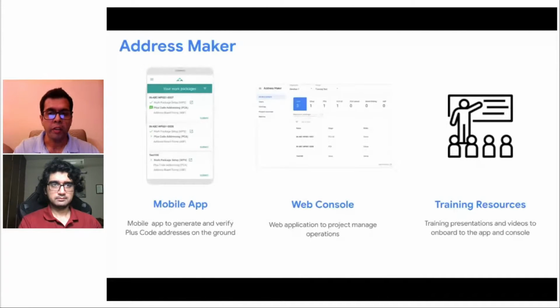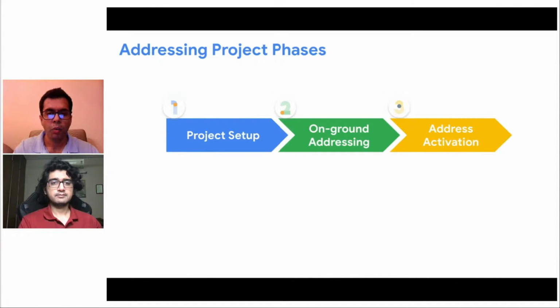Now you know about the addressing solution, but how do you plan for your addressing project? Well, we can divide an addressing project broadly into three phases. First phase, project setup, followed by on-ground addressing, and then address activation. What happens in each phase? Let's see in subsequent slides.